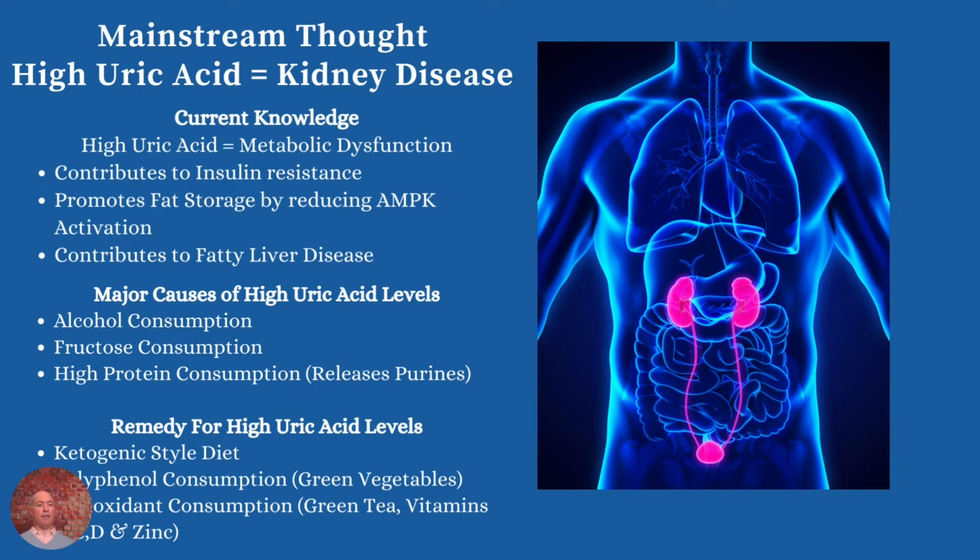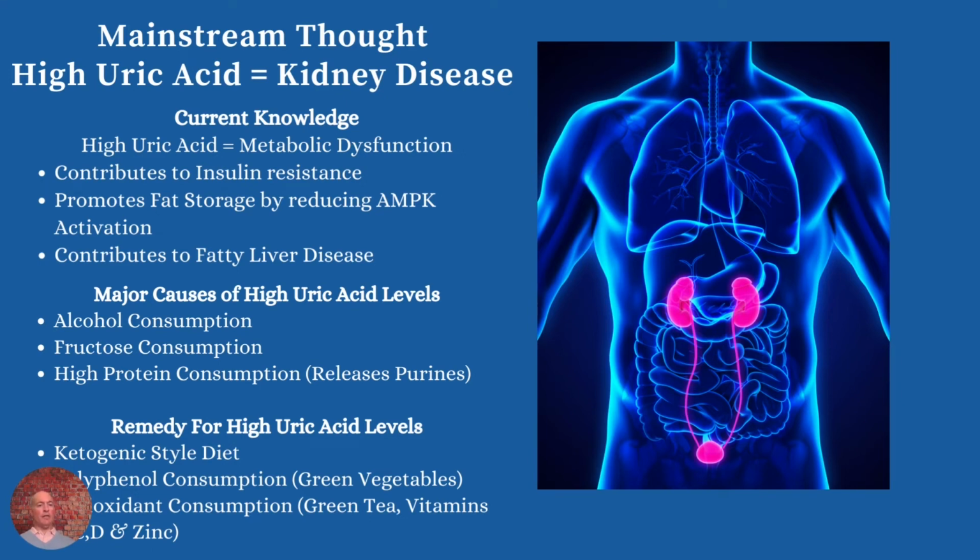AMPK is one of the enzymes responsible for signaling the body to release fat out of the fat cells and burn the fat as energy. So if you have high uric acid levels, it's negatively affecting the activation of this enzyme, and you are going to have a tough time getting into that fat burning stage. Also contributes to fatty liver disease.